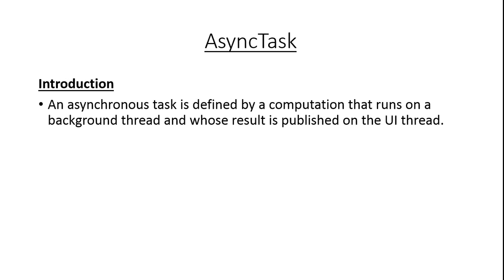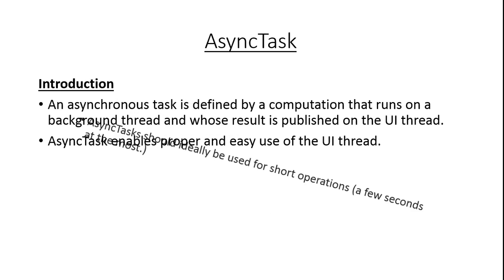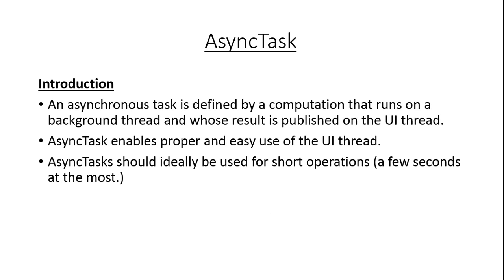So here is an introduction to AsyncTask. An asynchronous task, or simply AsyncTask, is defined by a computation that runs on the background thread and whose result is published on the UI thread. For example, in the case of downloading a file, you can display the downloading progress using a progress bar. AsyncTask enables proper and easy use of the UI thread. AsyncTask should ideally be used for short operations, for example a few seconds at the most.